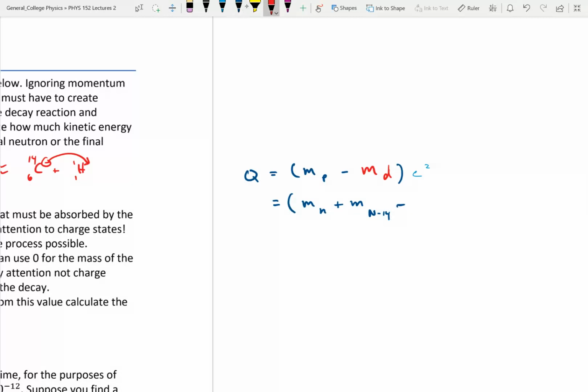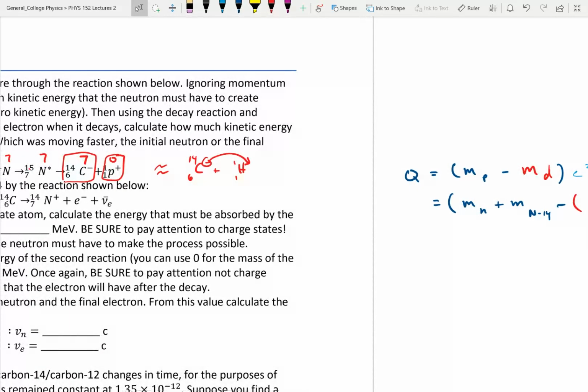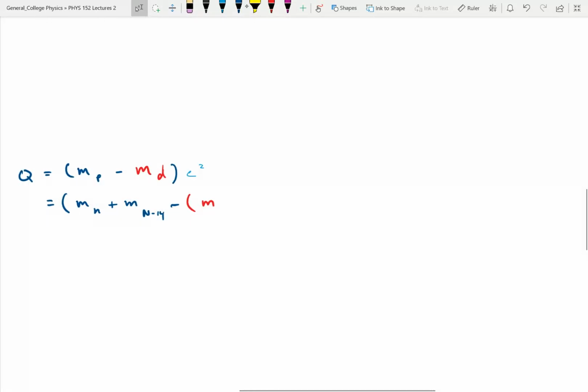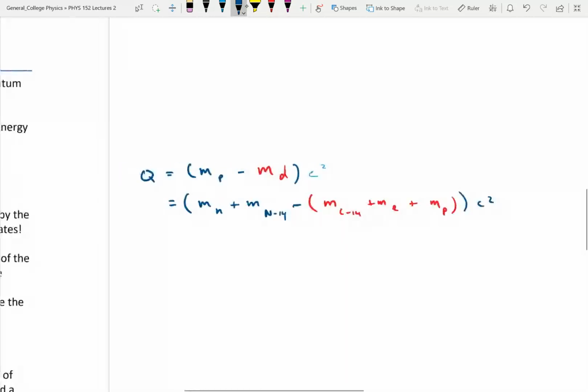And then the mass of the daughters would be the mass of, and I have to choose now, am I going to do the carbon-14 plus an electron plus a proton, or carbon-14 plus a hydrogen? I'm going to go ahead and choose, because this is the way I did it, the mass of carbon-14 is the mass of its extra electron plus the mass of a proton. And then I have to multiply this by c squared.